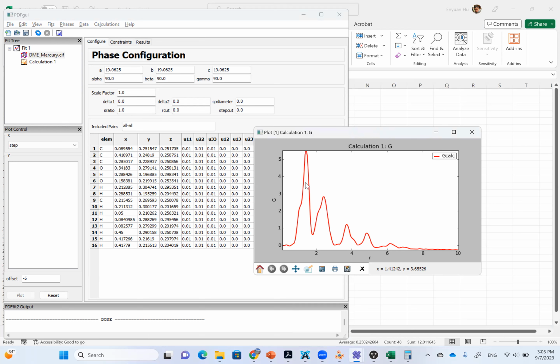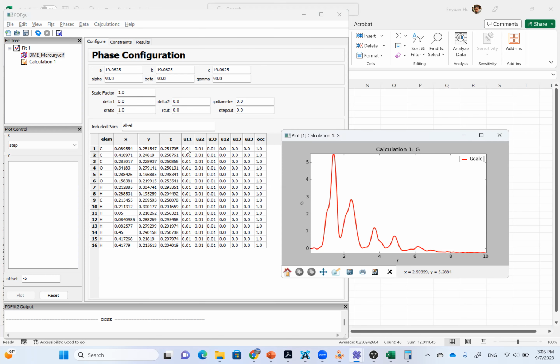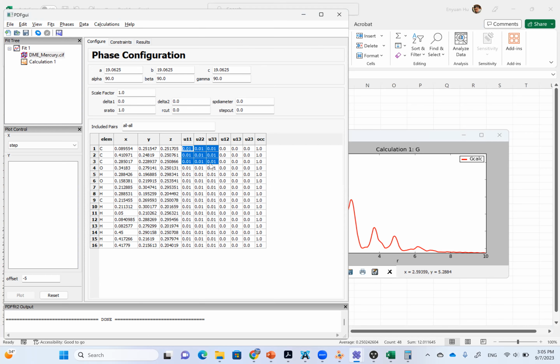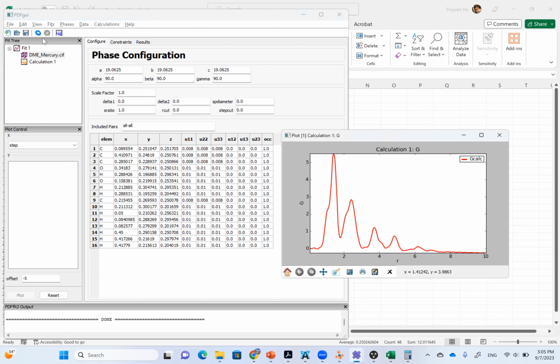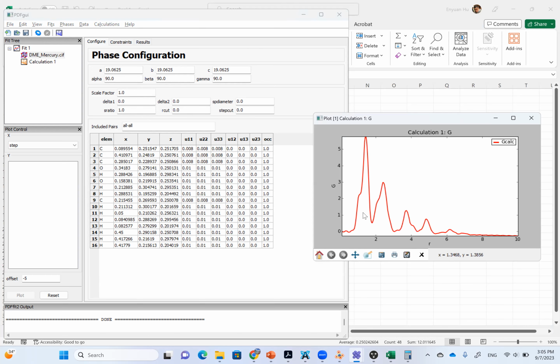So for example, this peak is actually the carbon oxygen, right? So if we change the carbon ADP, let's say change it by 0.08, something here. So it has some influence on this position. Actually it becomes stronger in a certain way.